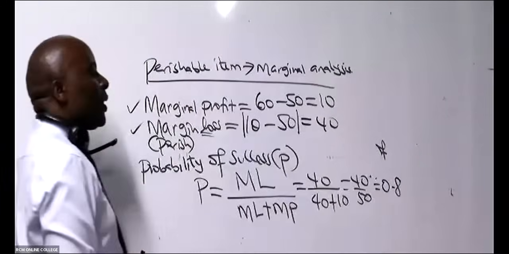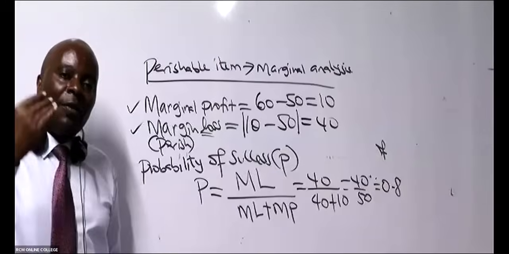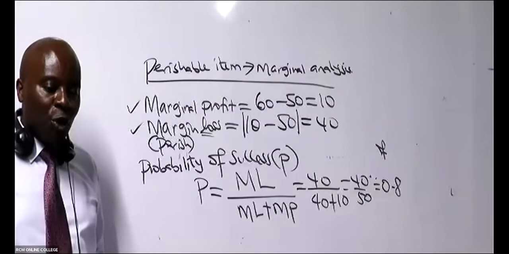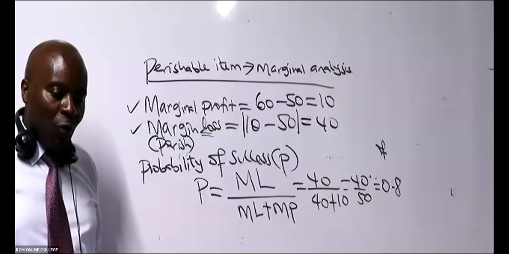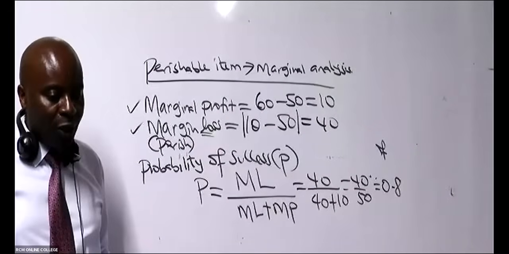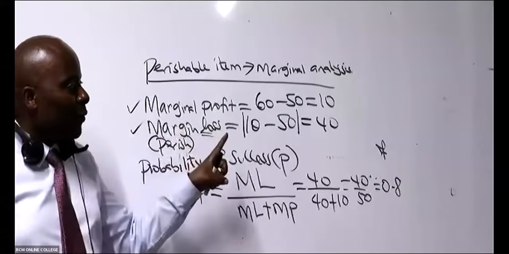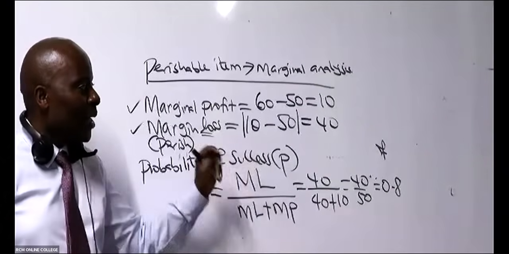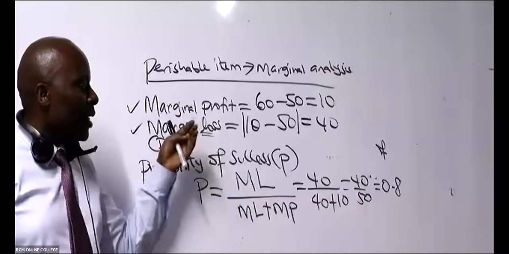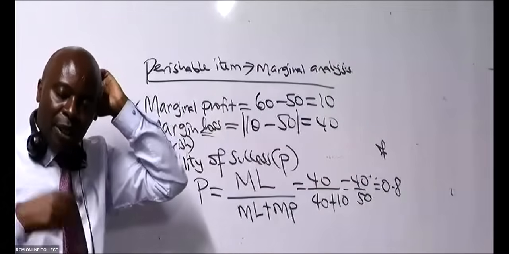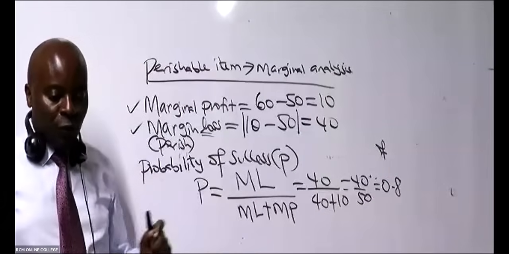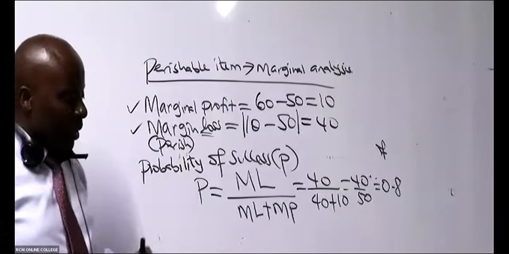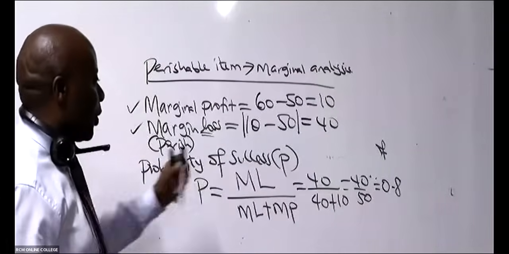So whenever it is a perishable good under inventory management, we shall always use what we call marginal analysis. You give us marginal profit and you give us marginal loss. So marginal profit is 60 minus 50. We sell it on a sunny day, same day, 10. And if we don't sell it today, we sell it tomorrow, we will lose 40 bob. So then we have been able to get this, 0.8.